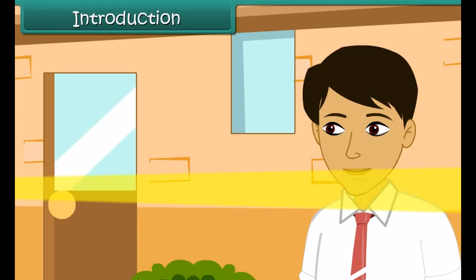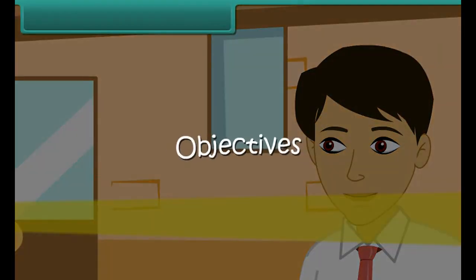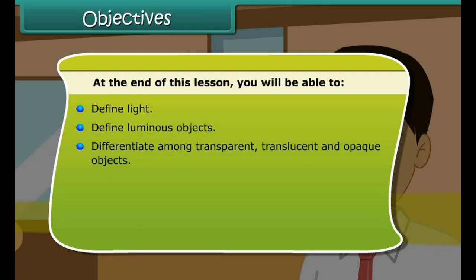The bright light seems to be following you. You are confused. You look around. You see Aman standing at a distance with a mirror in his hand. You know that Aman was responsible for this mischief. However, how he managed it, you are not sure. In this lesson, we will discuss light, shadows, and reflection in detail.